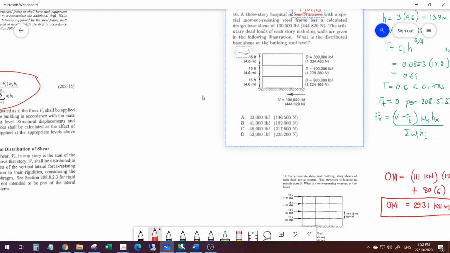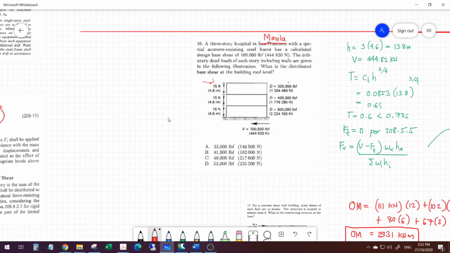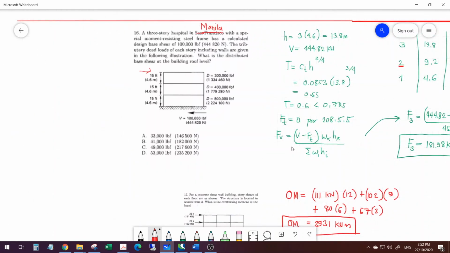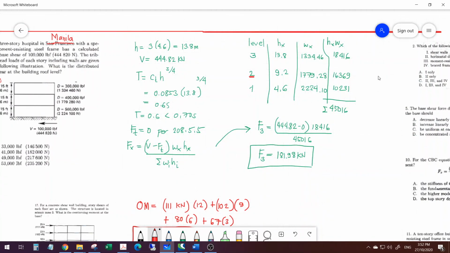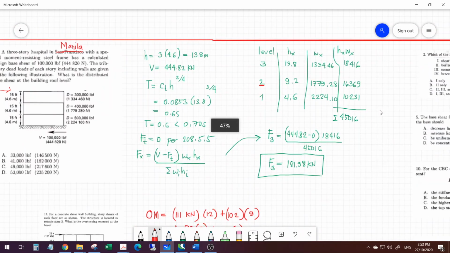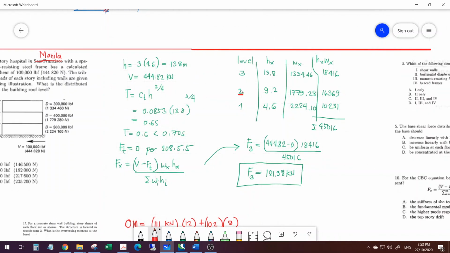So we'll be using that formula. Then tabulate. So we have three levels, right? 3, 2, 1. Then input the height per level. So level 1 is 4.6, level 2 is 9.2, and then level 3 is 13.8. And with the given weight per floor, input that on the table.